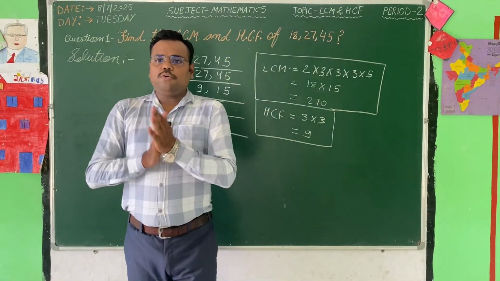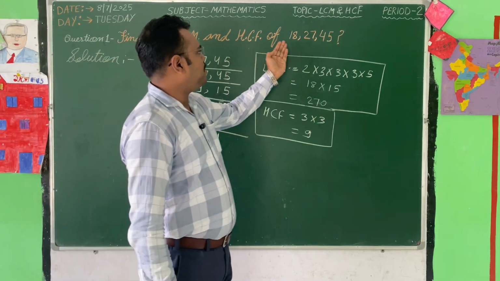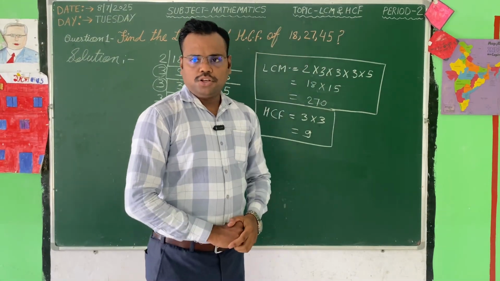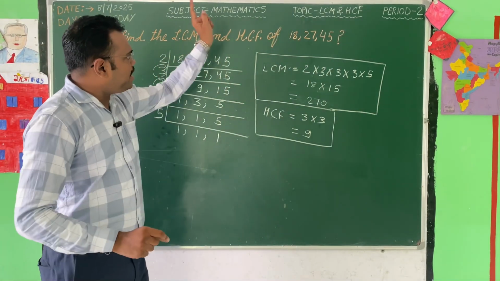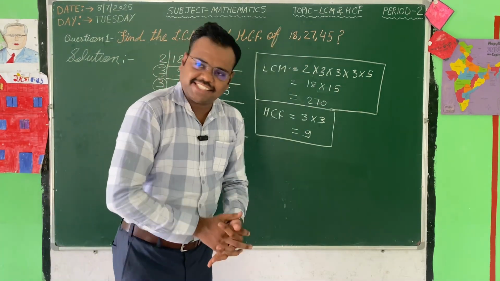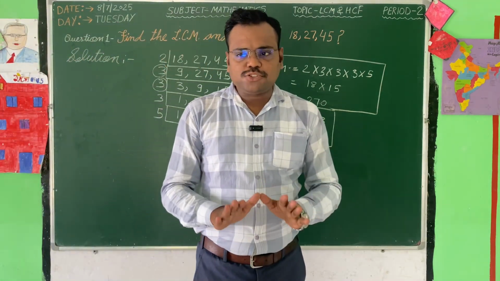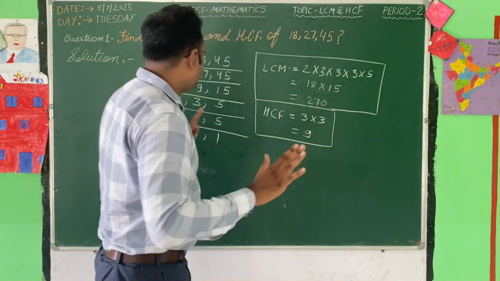Good morning students. Today the question is: find the LCM and HCF of 18, 27 and 45. We calculate the LCM and HCF of these given numbers simultaneously. So, let's get started. You know very well the process to find the least common multiple. What is the least common multiple?